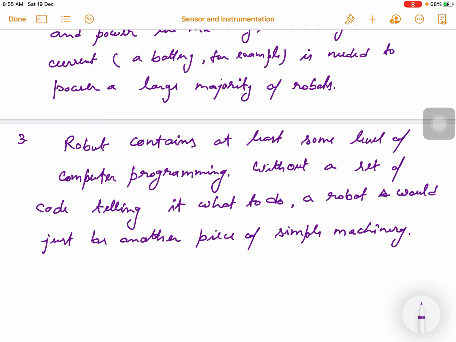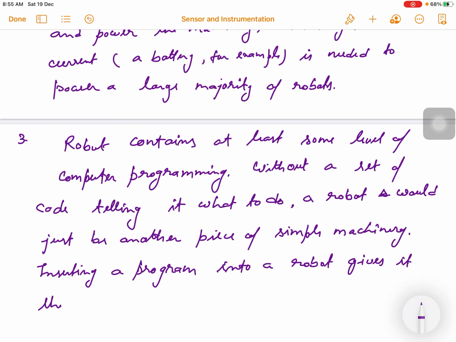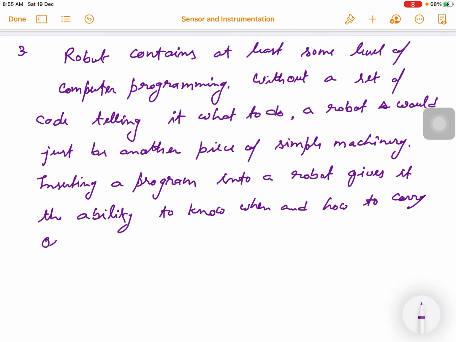So, inserting a program into a robot gives it the ability to know when and how to carry out a task. Whenever you are going to put some programming in your robot, for that you also require some inputs. Now, what are the inputs? Inputs are coming from the different sensors.